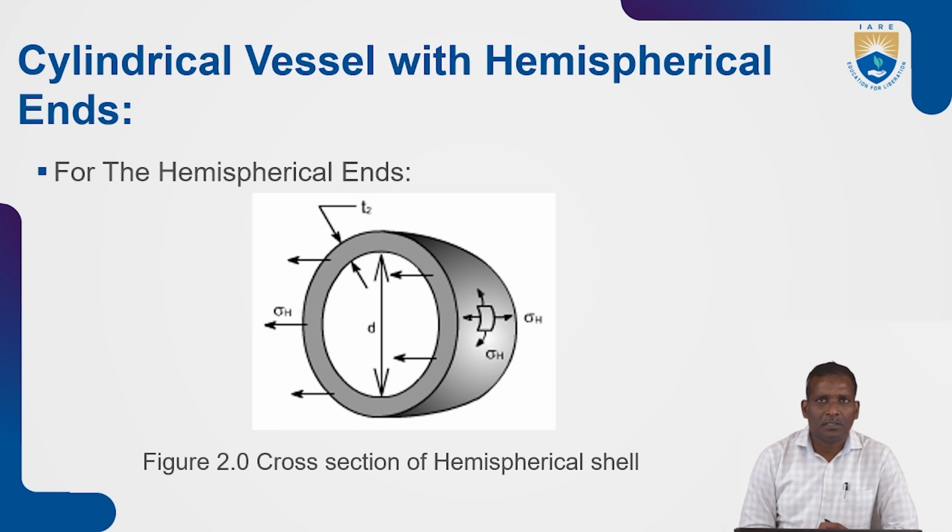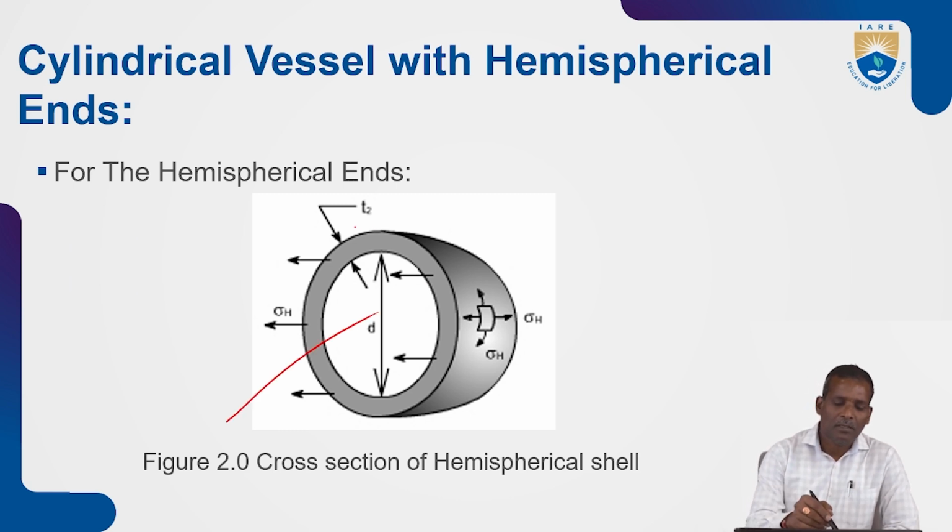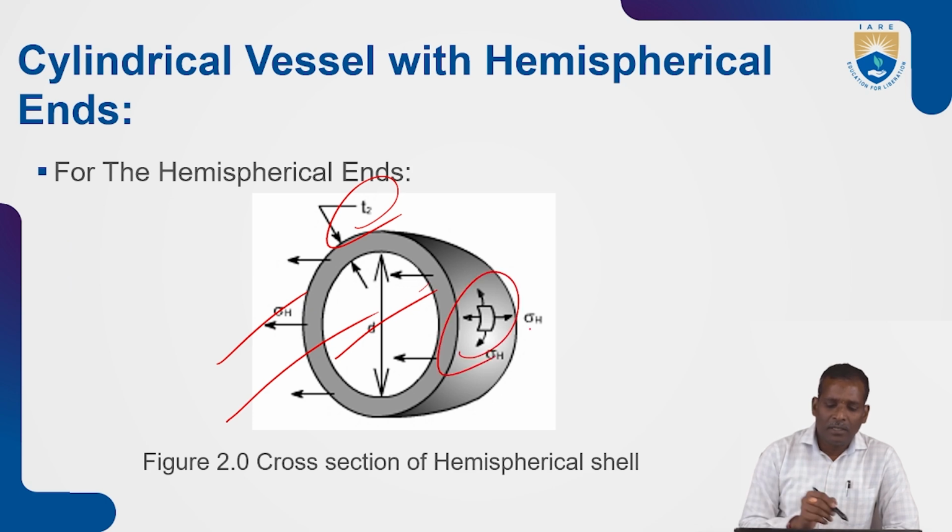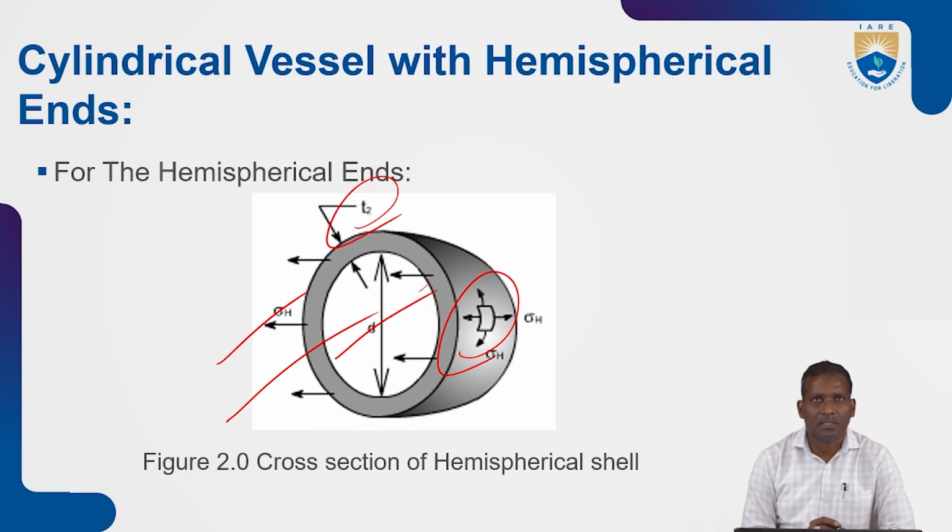See in this diagram the cross section of the hemispherical shell shown. Here T2 is the thickness of the hemispherical shell wall, and the hoop stress is acting on the cylindrical walls. This cross section shows the diameter and the internal pressure. Whenever you are considering a small elemental portion of these hemispherical ends, you can see in this diagram how the circumferential stress acts on these hemispherical ends.